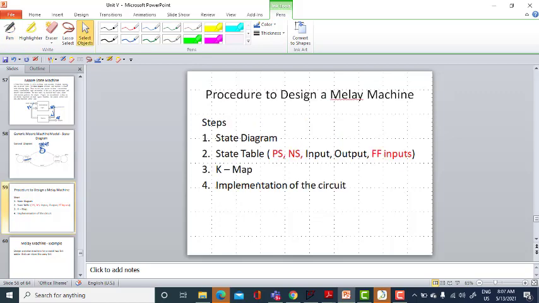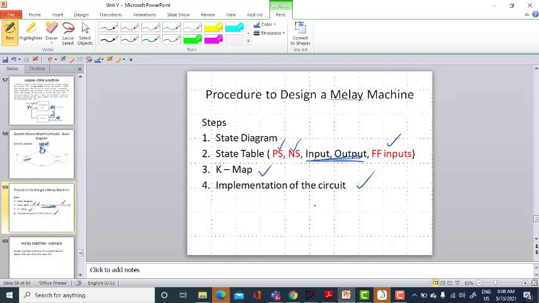Is it okay? Right. So today we will see how to design a Mealy machine and what the procedure is. The steps involved in designing a Mealy machine are the same steps that we discussed while designing a 2-bit counter. The first step is the state diagram. The second step is to represent a state table. Generally in a counter, the state table has only the present state, next state and the flip-flop inputs. But here, along with the present state and next state, you will represent the input and output also. The third step is the K-map, and finally you implement the circuit with the given flip-flop and other elements.